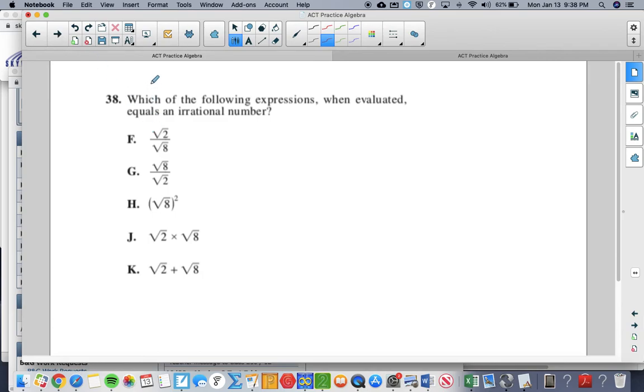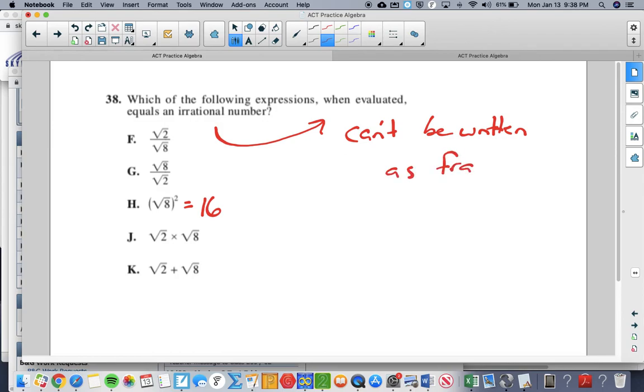Which of the following expressions, when evaluated, equals an irrational number? An irrational number, folks, remember, is a number that cannot be written as a fraction. H equals 16. J, multiply the square roots together, you get the square root of 16, which is plus or minus 4. That's a fraction.